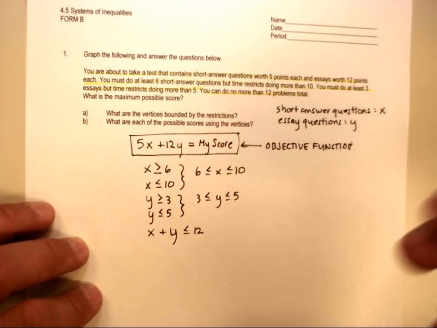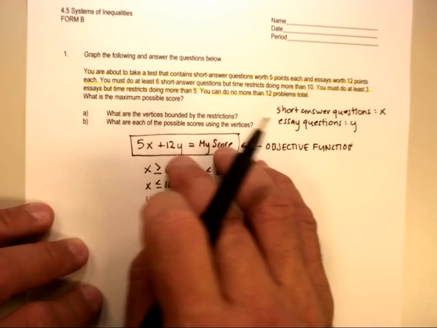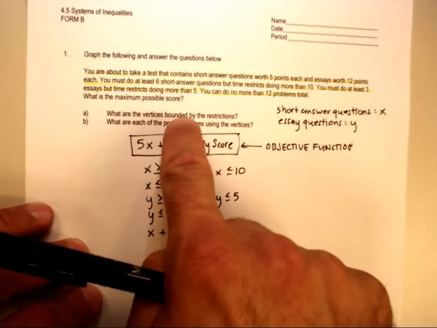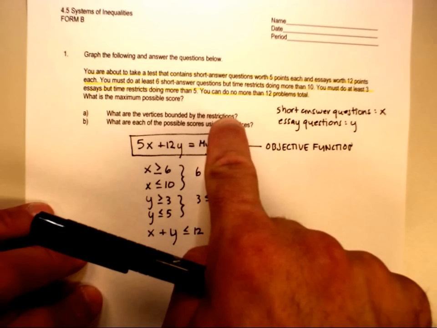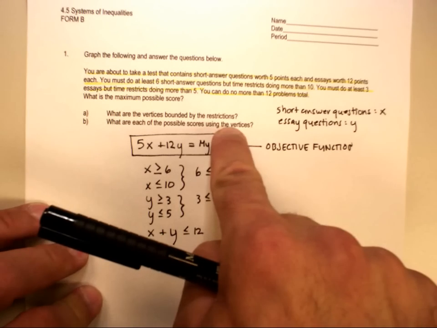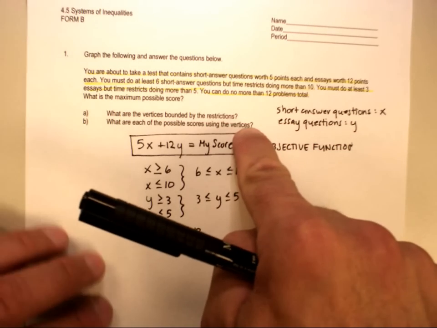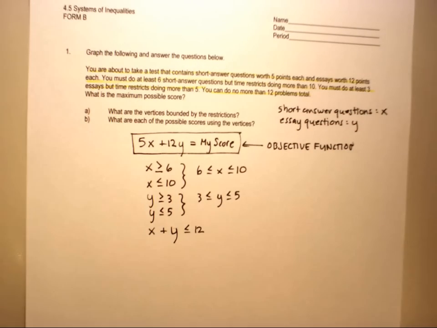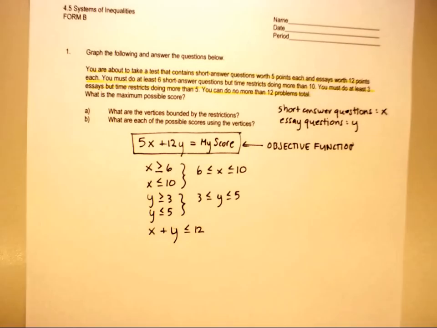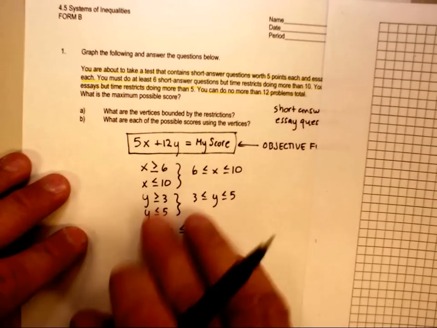Now let's go ahead and graph this and see what it comes out to be in terms of an answer, because I have 2 things to find out. What are the vertexes or the vertices bounded by these restrictions? These are also called restrictions. And what are each of the possible scores using the individual vertices, okay? Now, it probably would be a smart idea to use a piece of graph paper. Let me just find one real quick, and go ahead and graph these.